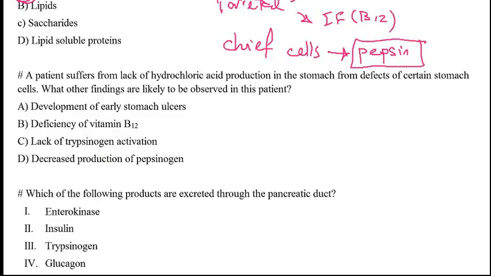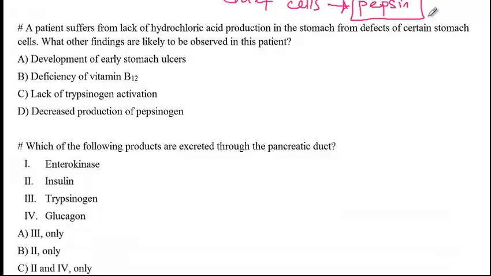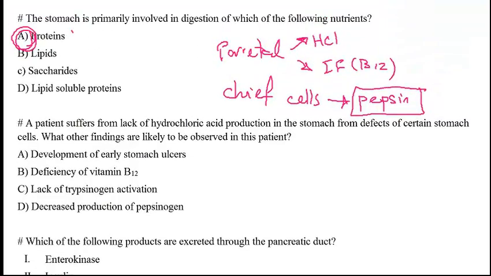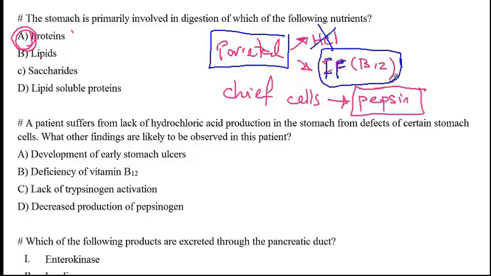Next question. A patient suffers from lack of hydrochloric acid production in their stomach from defects of certain stomach cells. So which cells are defective in these patients? Can refer back to this question. If they're not producing HCl, therefore it's their parietal cells that are having a problem. And so if parietal cells are having a problem, what other protein is not being produced? Intrinsic factor, which is required for B12 absorption.